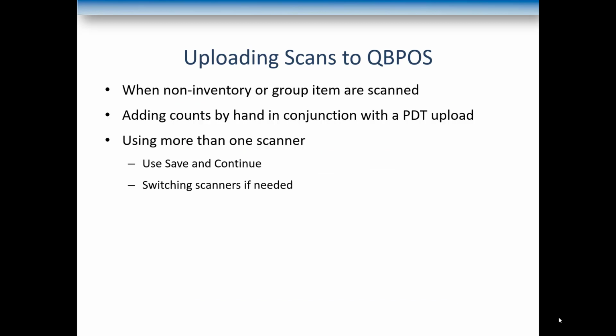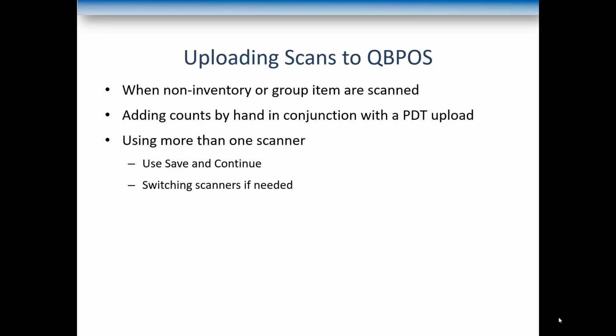So, if you have a non-inventory or group item scanned, the issue there is that there is no count associated with it. So basically, it's not going to change any of the counts. You can also go in, as we talked about, and add the counts by hand as well as the physical inventory scanner. Again, you have to make absolutely certain that if you do that, you only count those items manually and not count them with the physical inventory scanner.